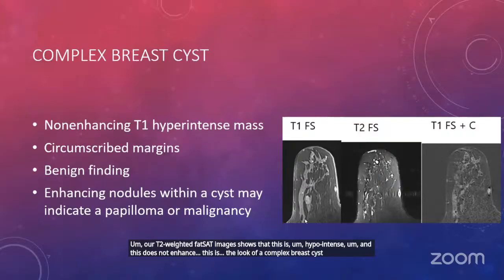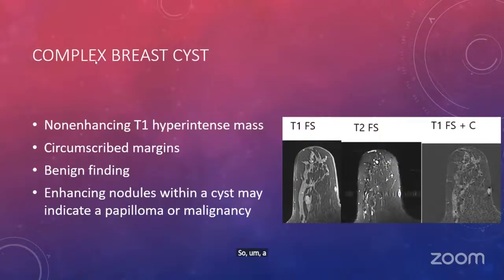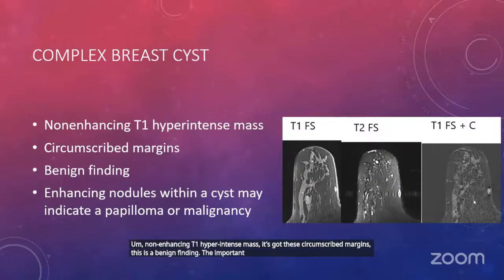Figure I'd just show that there, something benign that might catch your eye on a T1 weighted image. So a complex, or sorry, I really should say complicated breast cyst. That's my bad. Non-enhancing T1 hyperintense mass. It's got these circumscribed margins. This is a benign finding. The important thing is that on your post-contrast images, you want to make sure these don't have a nodule on the wall. That might indicate that there's a papilloma you have to check out more, or you have a malignancy that's cystic.